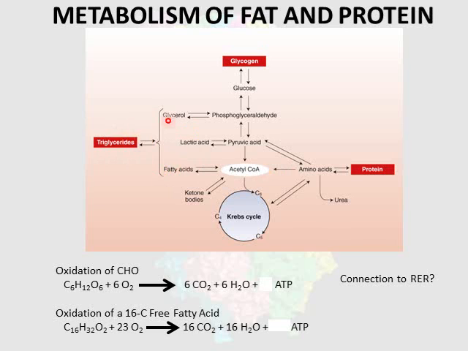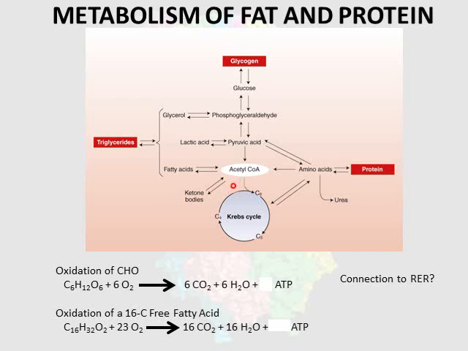But as far as the oxidation of lipids, you can see that triglycerides are the main lipids that we use, and those are broken down into glycerol and fatty acids. The glycerol enters up here into glycolysis, and then the fatty acids get turned into acetyl-CoA through a process called beta oxidation, and that starts the Krebs cycle.